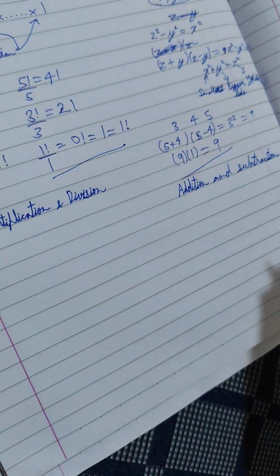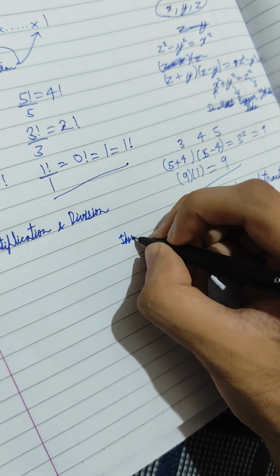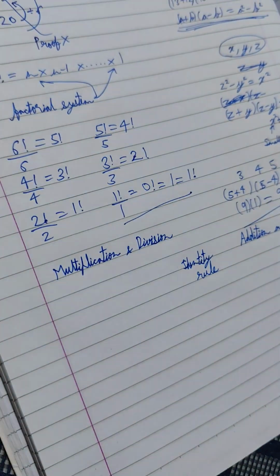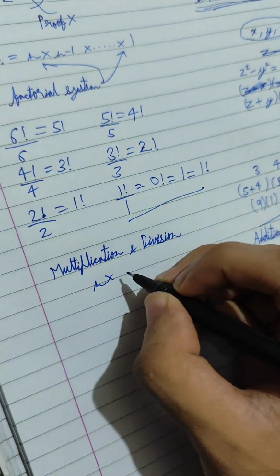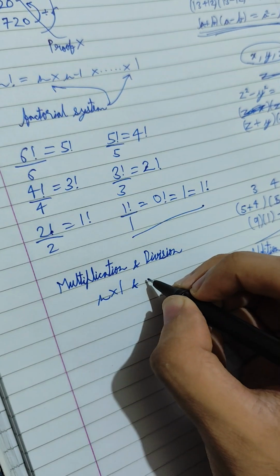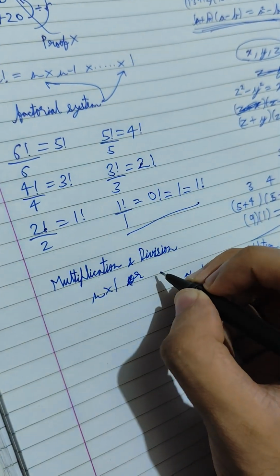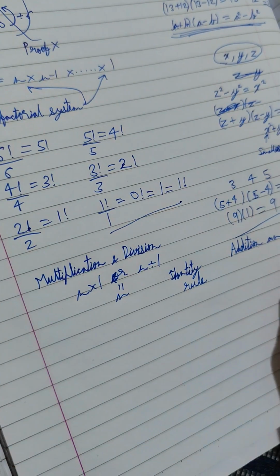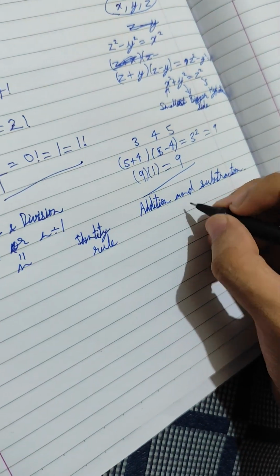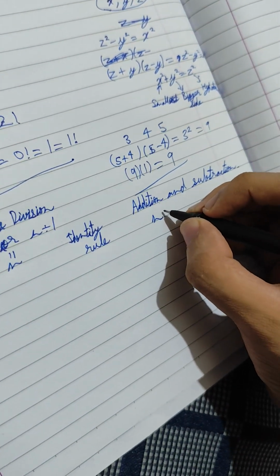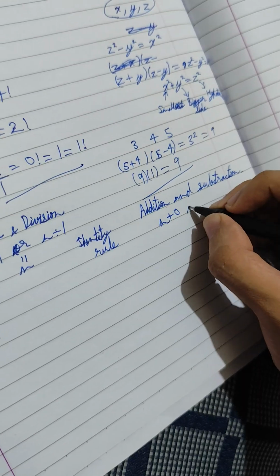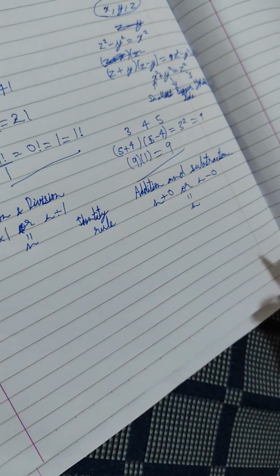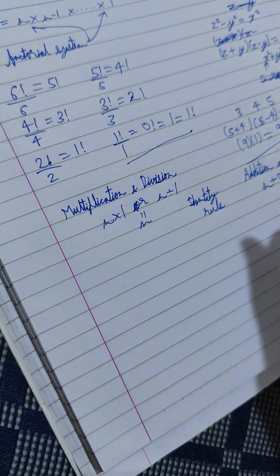What is it? The identity rule. It says that any number multiplied by 1 or divided by 1 will be equal to the same number. And in here it's the same thing: any number added by 0 or subtracted by 0 will be the same number, right?